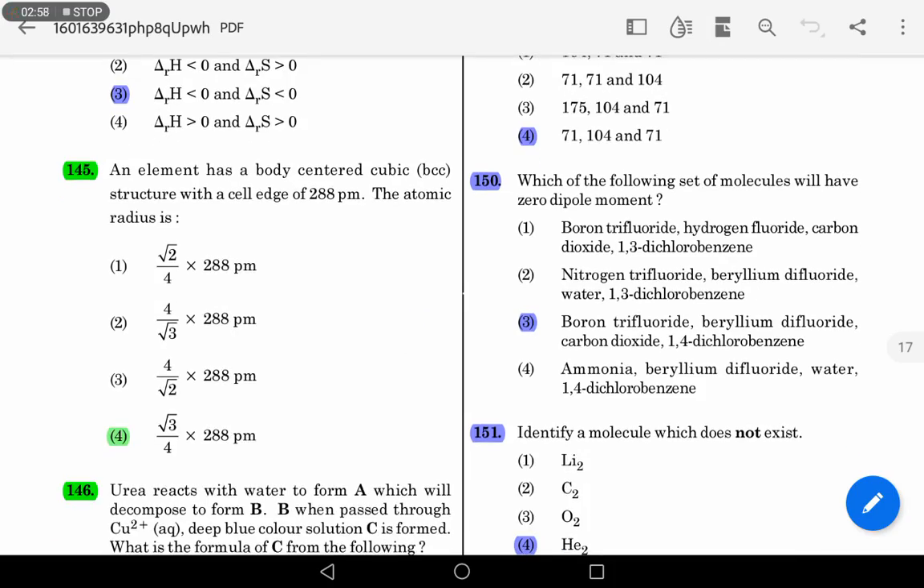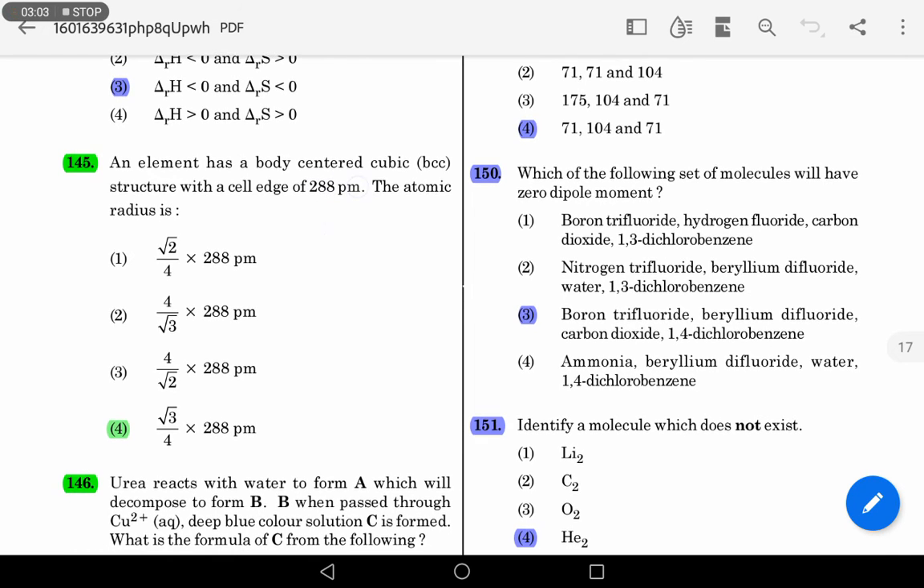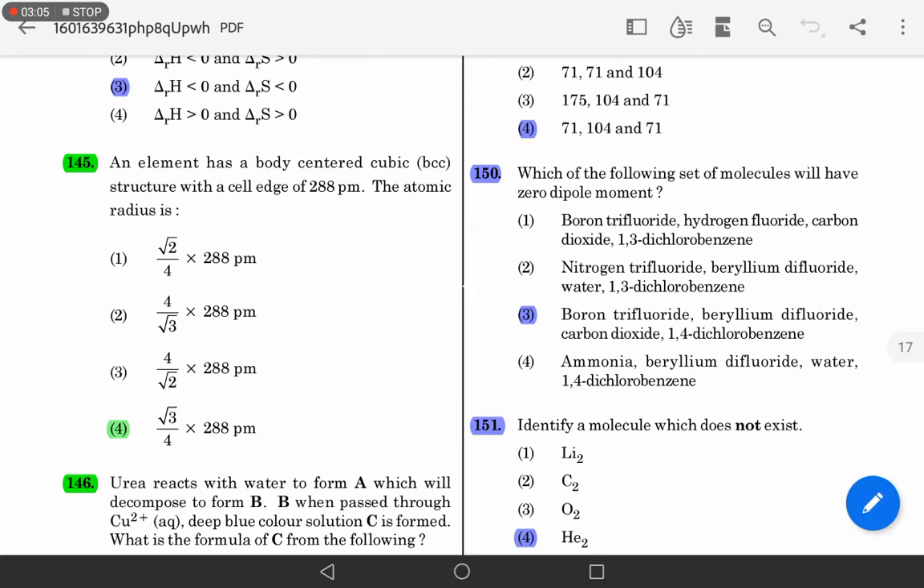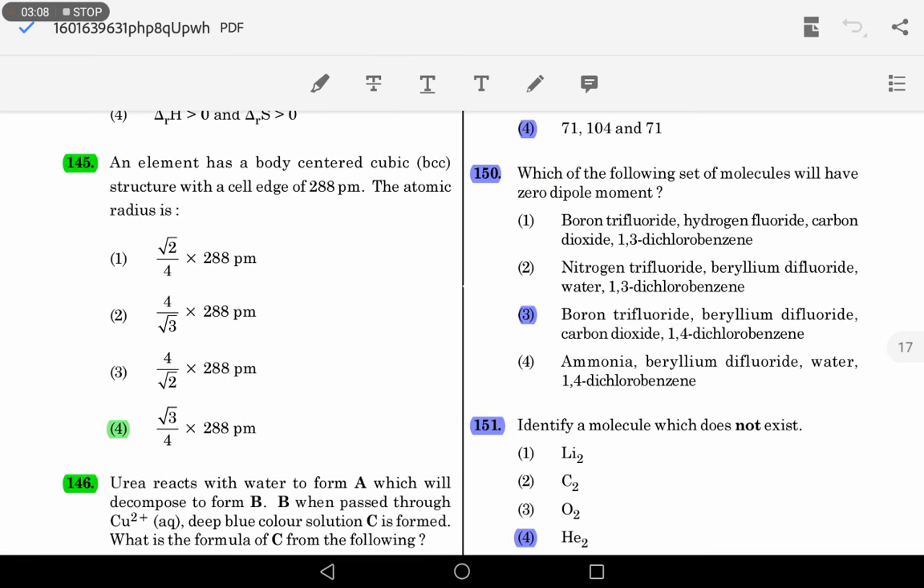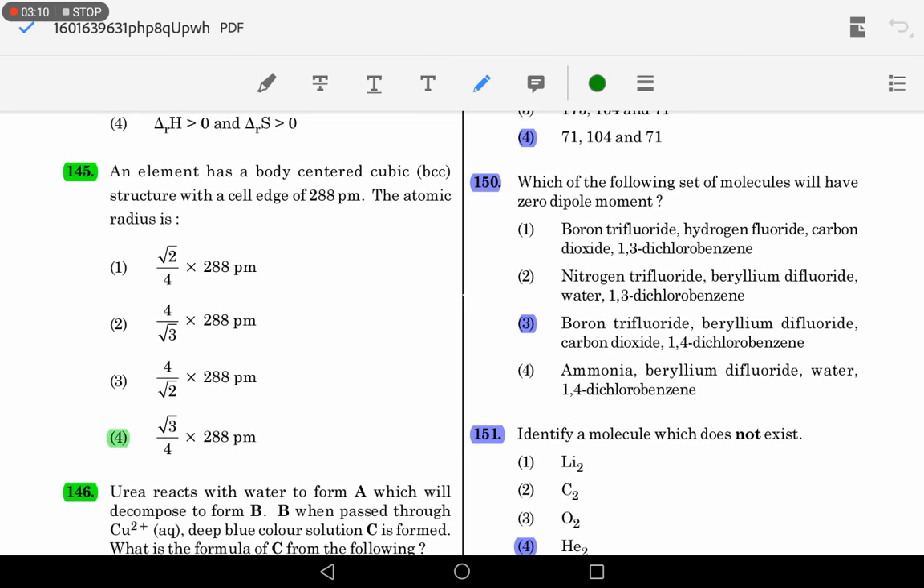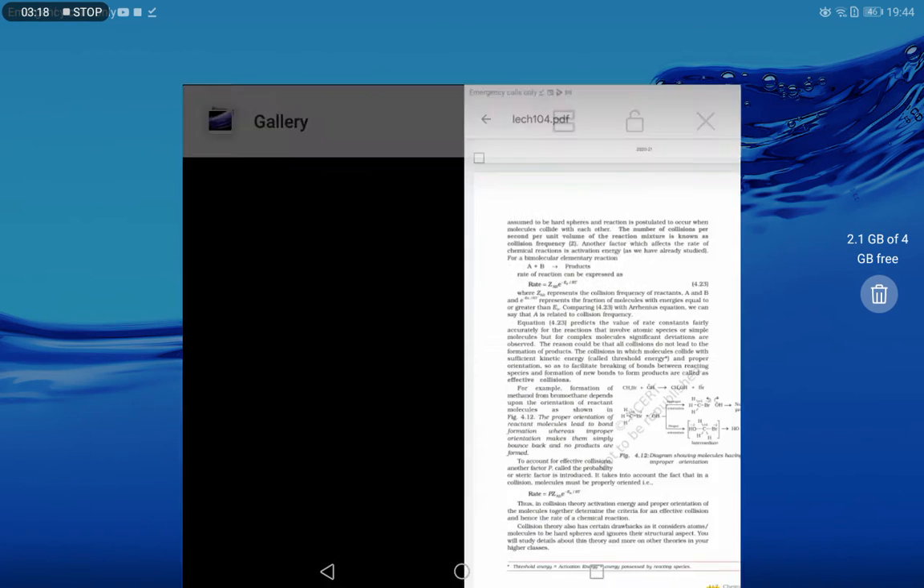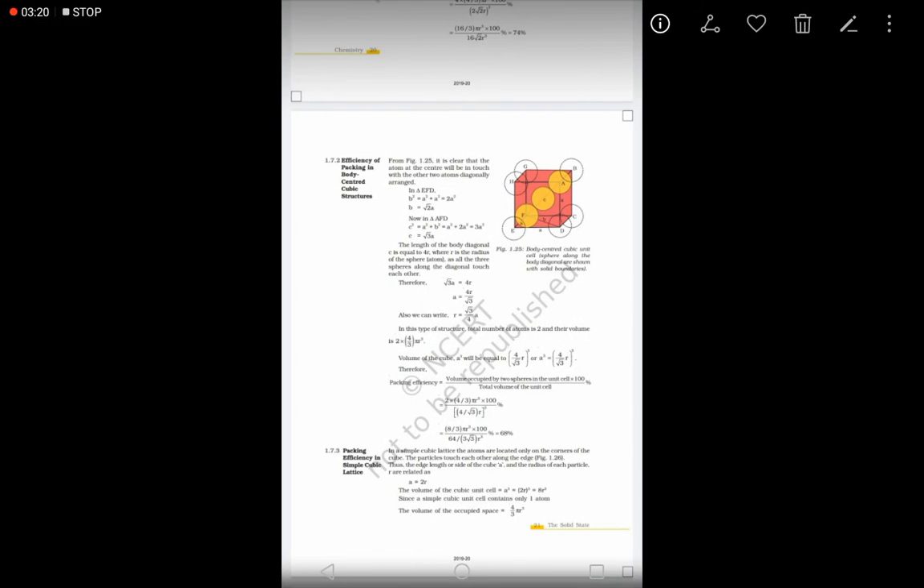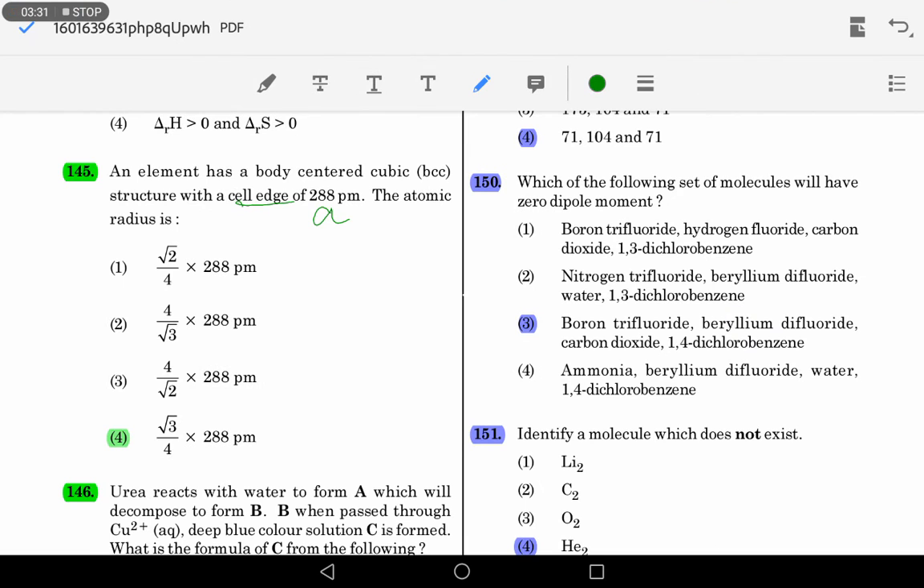Next, an element has a body-centered cubic structure with a cell edge of 288 picometer, and NCERT uses the letter a in order to indicate this edge length or cell edge, 288 picometer. The atomic radius is indicated as r. So for body-centered cubic structures, r equals root 3 by 4 times a.